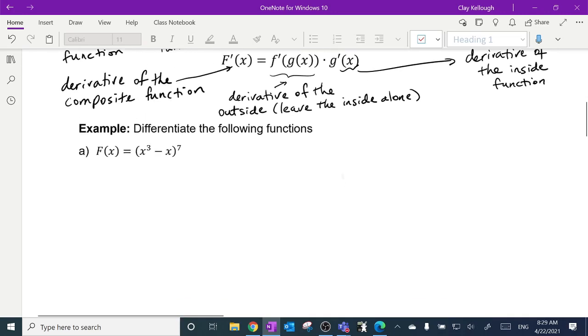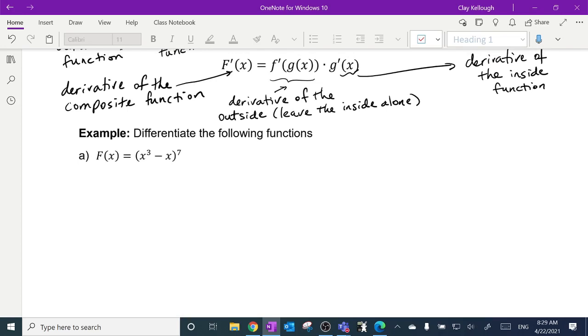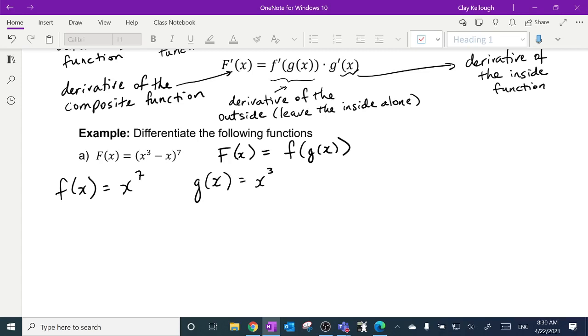All right, so let's see if we can follow our new pattern here. First of all, let's define things. Do you recognize that that's a composite function? Do you see the outside and the inside? If F of x with a capital F is two functions, one inside the other, then what are those two functions? Well, I see f of x as x to the 7. And I see the inside function, g of x, as the part in the bracket, x cubed minus x. So there's my two functions. And then I'll do the derivatives of them separately. The derivative of f of x, which I'll call f primed of x, is, of course, 7x to the 6, using my power rule. And g primed of x, again using the power rule, is 3x squared minus 1.